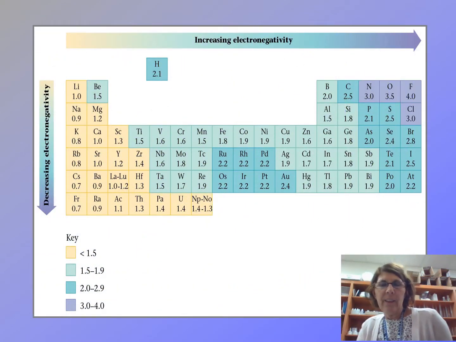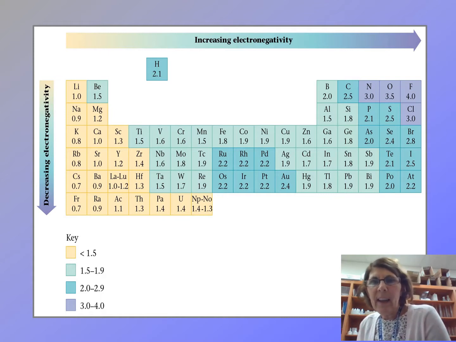So this is how the electronegativities go. So you can see that hydrogen is 2.1. Hydrogen is considered a nonmetal, and then your nonmetals are on the right side. So there's going to be a slight difference in electronegativity. So depending how big the difference is, then it depends on whether it's covalent, polar covalent, or ionic.